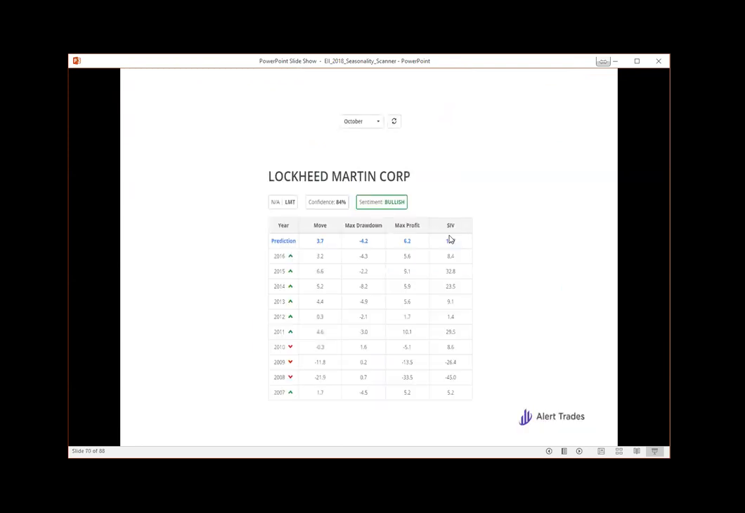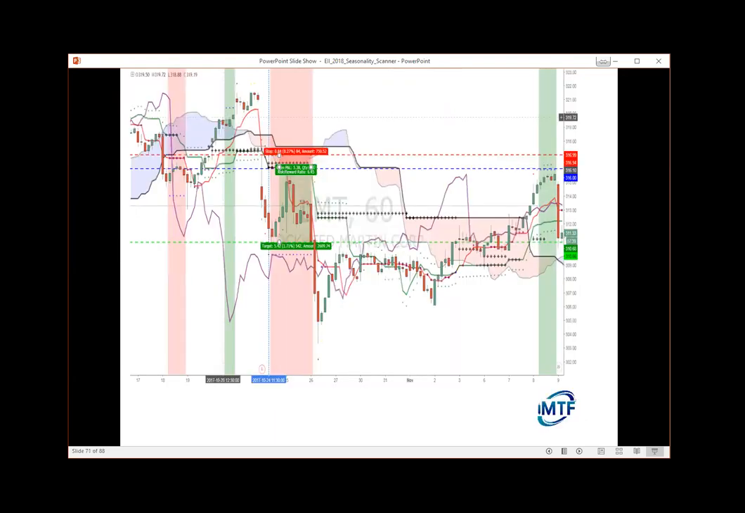Lockheed Martin is another one. 84% confidence, 15.7 SIV value. And you'll see the risk to reward here is actually kind of inverted, because expected move was on average 3.7 and max drawdown was 4.2. But you know what? We have what we're looking for. So let's take a look at the charts and let them tell us what to do.